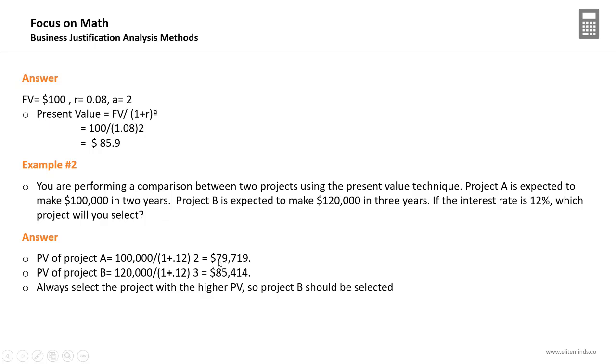So it's $79,000. For project B, the present value equals $120,000 divided by 1 plus the interest rate to the power 3, as the investment is expected for 3 years, so it will be $85,000. When you are using the present value or the net present value, the higher is better. So when you are comparing between 2 projects, you will select the project with a higher present value. So in this case, you should select project B. Project B has a higher present value than project A.